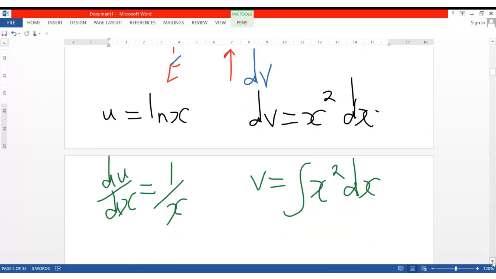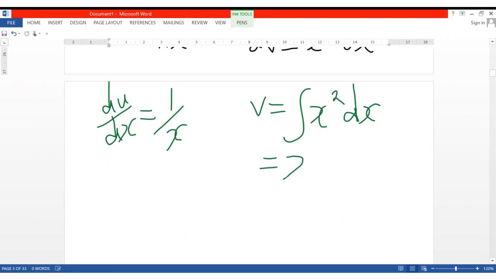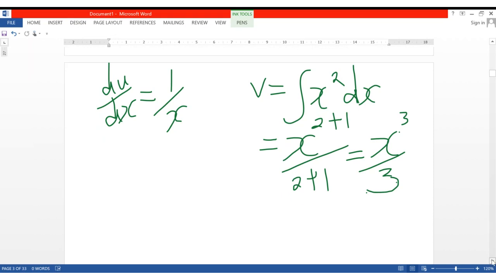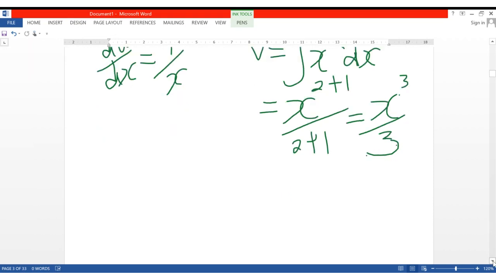Add 1 to the power, and then divide by the new power. So I'll get x to power 3 all over 3. So it's not always that we call x squared, the algebraic function, u. It's not a must. You're using the acronym to be able to come up with that. So what I'll do now, I'll just put everything in the formula.